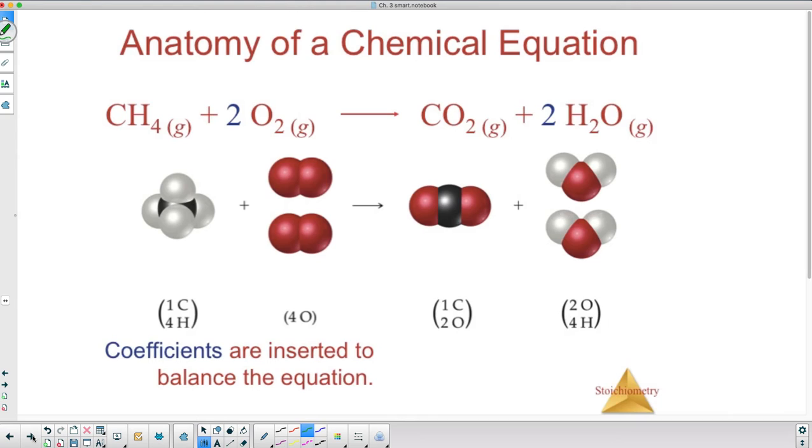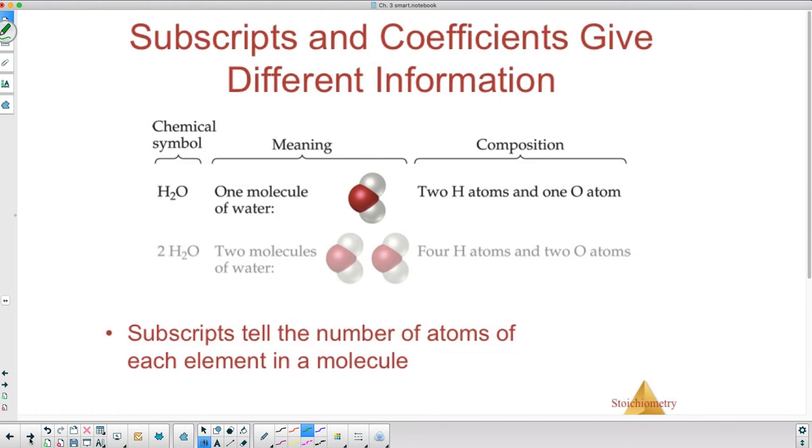Coefficients are what we put in front. Notice that there are 2 molecules of O2, and that's what that 2 refers to. That is different than the subscript. Notice that the subscript here is 4 for CH4. That means that there are 4 hydrogens bonded to the 1 carbon. That subscript cannot change, but according to what we have on the other side, we can change the coefficients in front. And that does not change the ratio of hydrogen to oxygen for the water molecules or carbon to oxygen for carbon dioxide. So let's keep going.